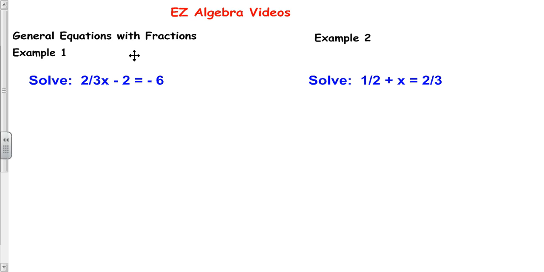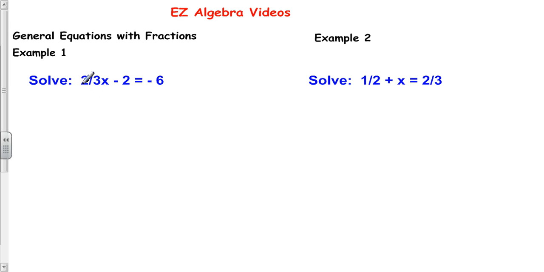Here are some of the examples. I've included two examples of solving general equations with fractions. The previous video included how to solve general equations, but this video will include how to solve them when they have fractions.